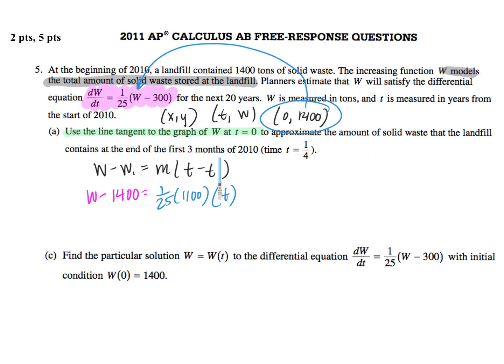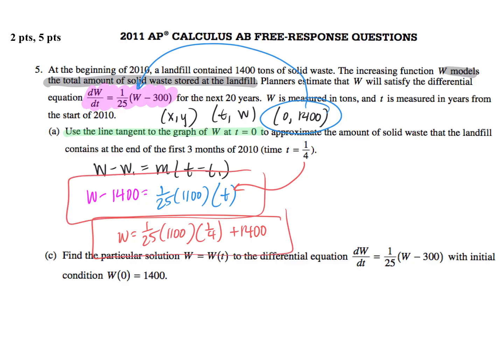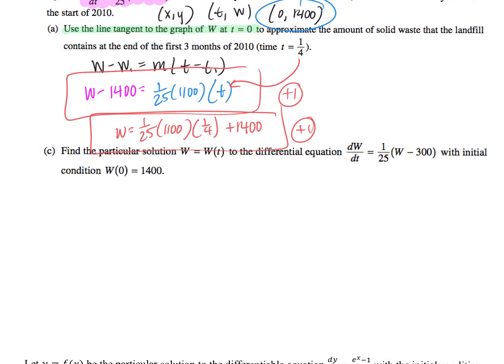Then we need to approximate when t is 1/4. What's that final answer going to look like? W equals, times, what's my t? Times my 1/4. And then what do I do with my 1,400? Add it on over. Done. That's 2 points on the AP test. We love those points. The next one is 6 points.